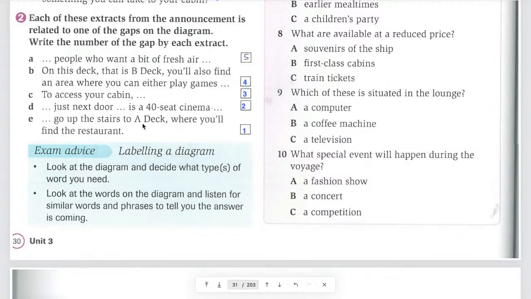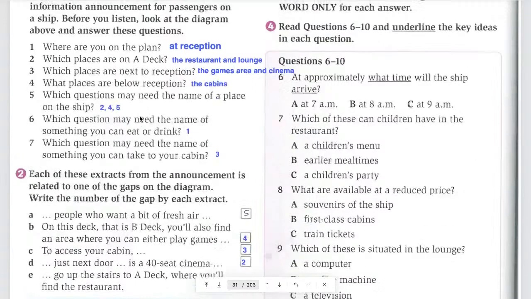Set what? Access. Where? C. Oh, to access your cabin. Access, what does that mean, guys? Go through. Yeah, go through or get into. Get access, get into some area. Yeah? Okay, we read the exam advice and then we have a break.